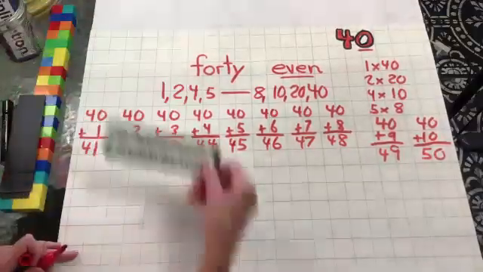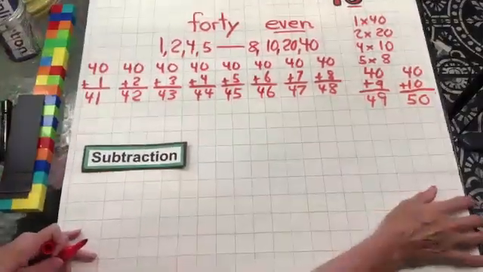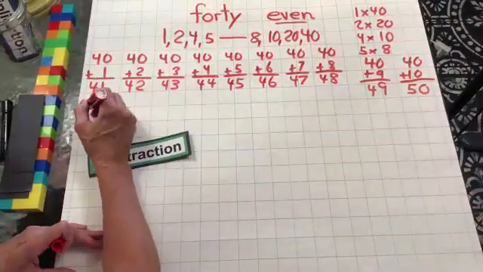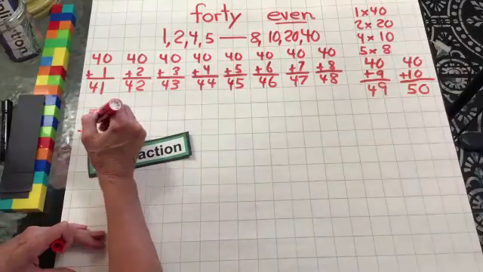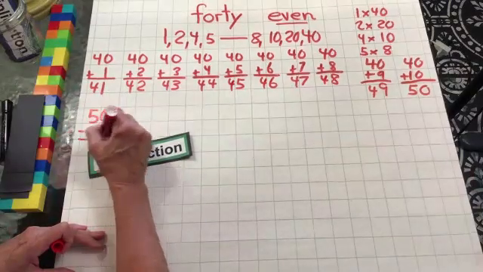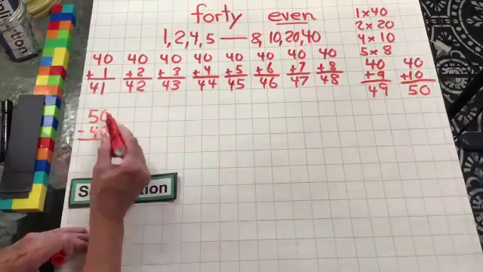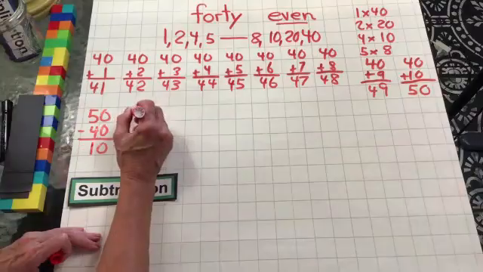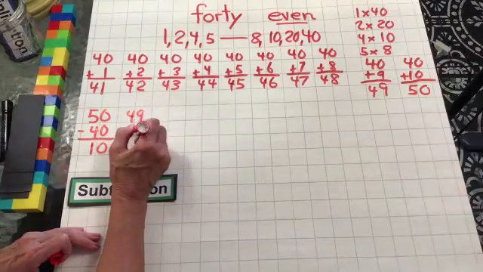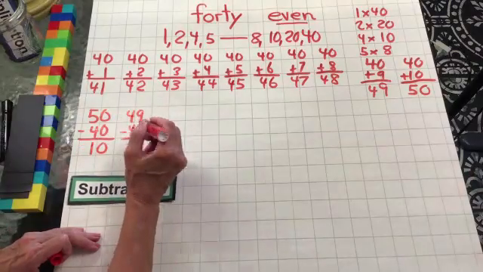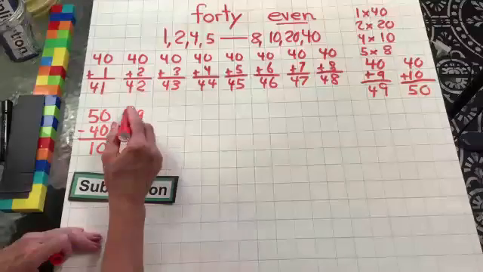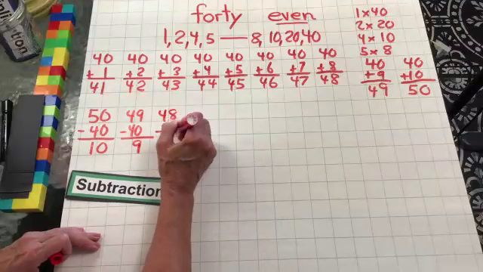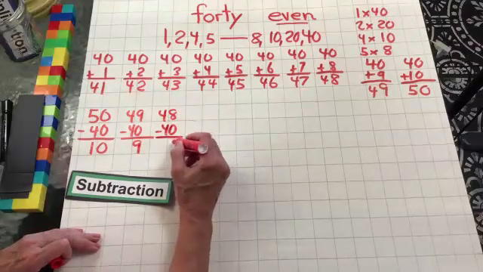All right, we're going to do subtraction next. I'm going to move my paper up so I have room to work. So we're going to start with the 50. And we're going to put it here, 50 minus 40. Let's go ahead and work that one. 0 minus 0 is 0. 5 minus 4 is 1. 49 minus 40. 9 minus 0 is 9. 4 minus 4 is nothing. 48 minus 40. 8 minus 0 is 8.